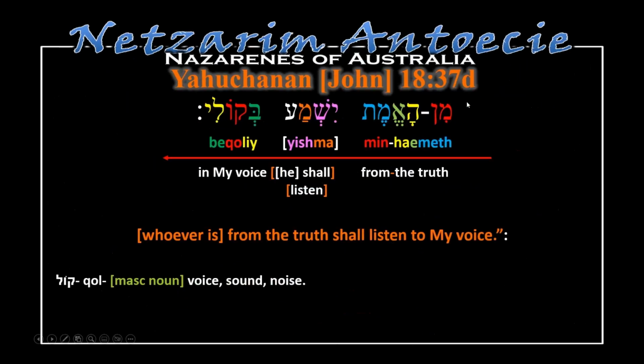And then we have 37D. We have a mem nun safit. Hey aleph mem tav. Yod shin mem ayin. Bet kuf vav lamed yod. Now let's read it. Min, from. Ha emet, the truth. So whoever or he that is, who is, he is, from the truth.